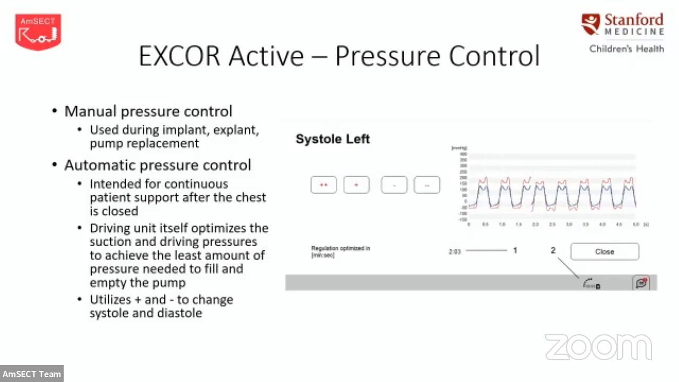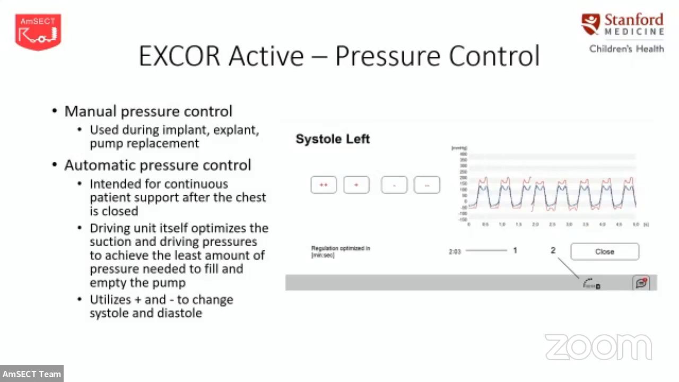And the new feature of the active driver is the automatic pressure control. This is intended for continuous patient use once they're stable in the ICU and once the chest is closed. And with this, the driving unit itself is going to optimize the driving and suction pressures and use the least amount of pressure needed to get that full fill and empty of the pump.